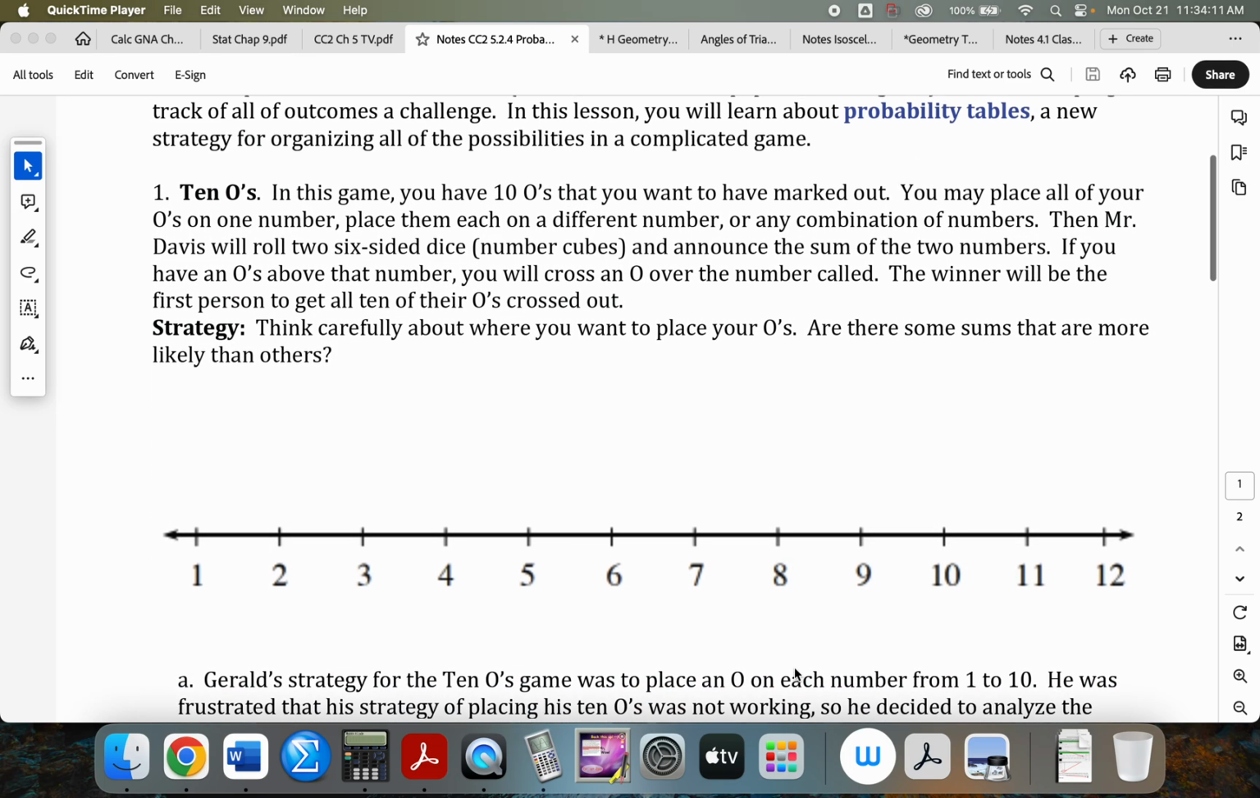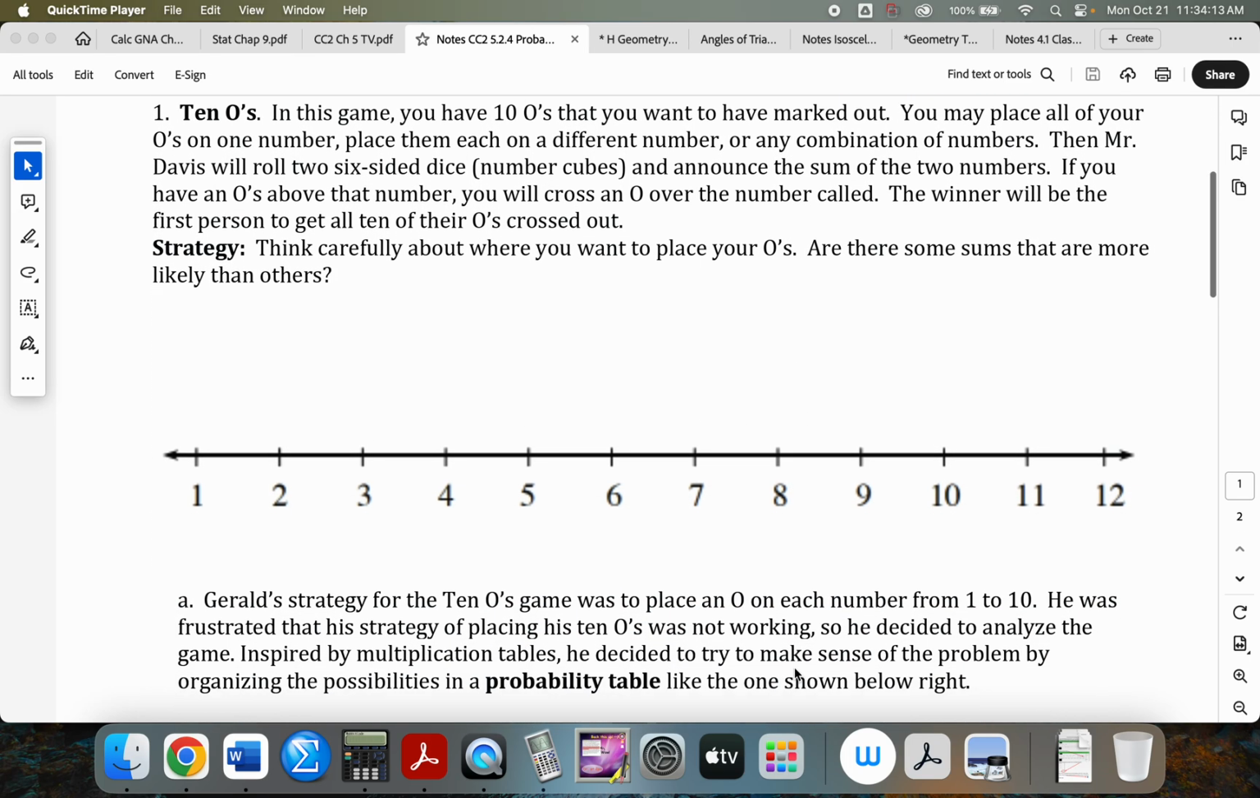So, we're going to talk about a game called 10 O's. In this game, you have 10 O's that you want to have marked out. You can place all of your O's on one number, place them each on a different number, or do any combination of numbers that you want to do.